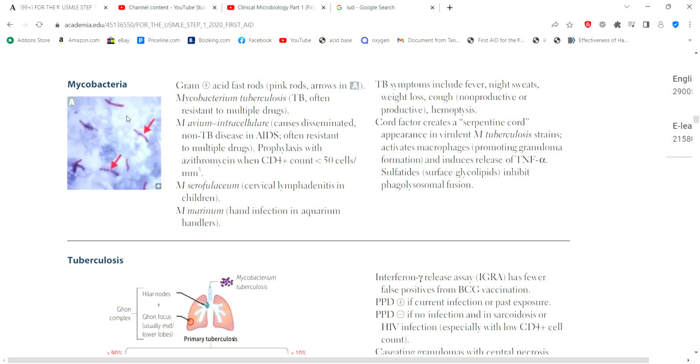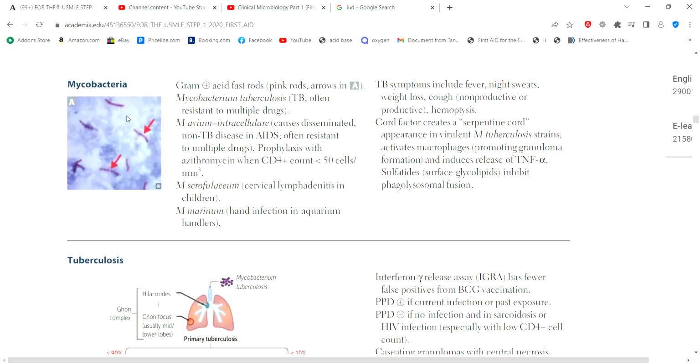Mycobacterium scrofulaceum causes cervical lymphadenitis in children. Mycobacterium marinum causes hand infection in aquarium handlers. Those two are not extremely high-yield. I think MAC is something you've got to know.